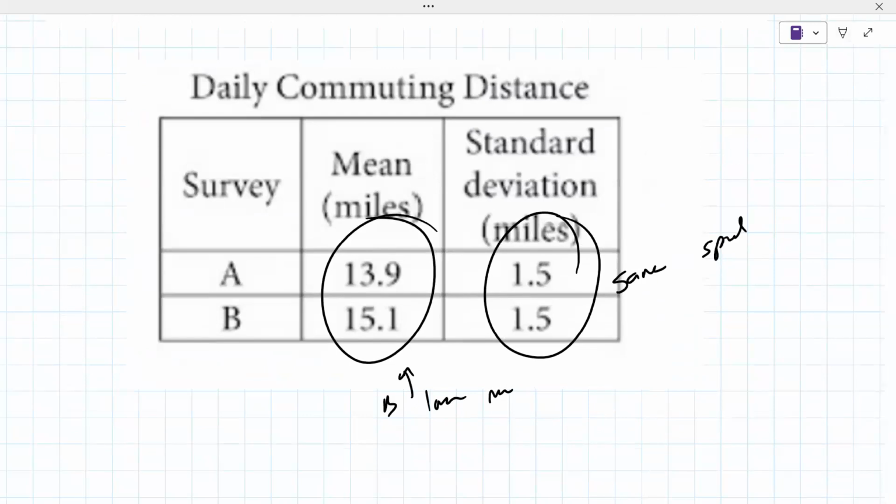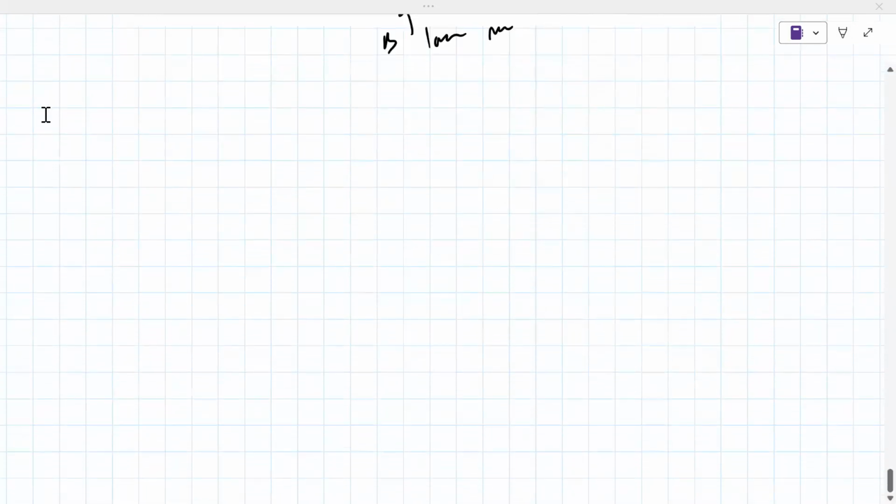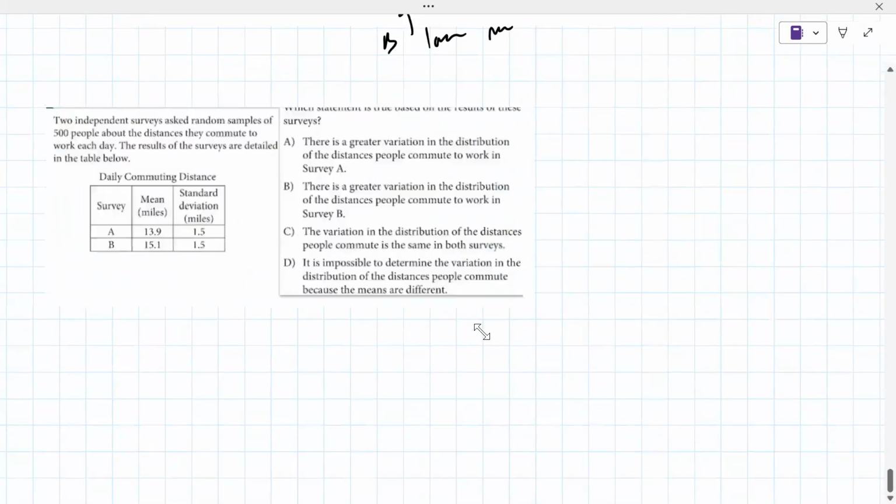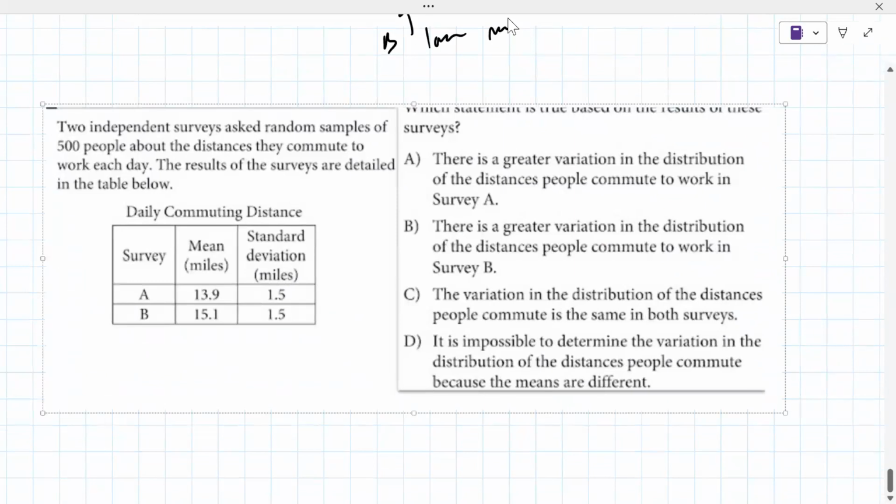Okay. So why am I showing you that? Well, you know the pattern by now. This is a question with a lot of words. Sometimes they're just asking which statement is true.